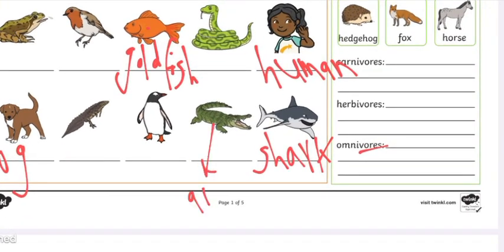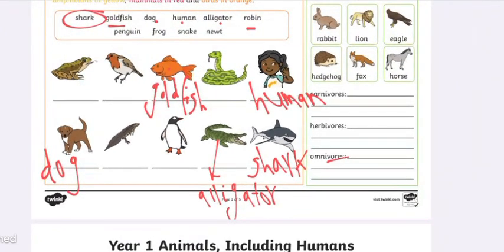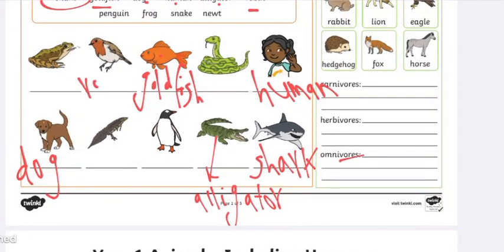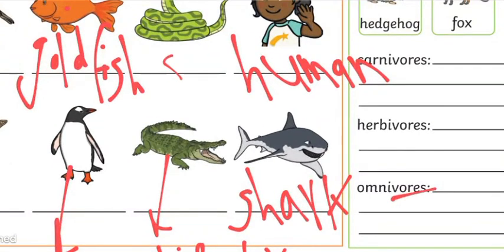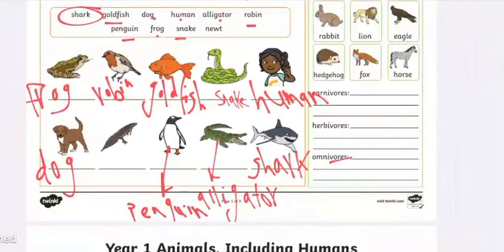So we can call it also alligator. Which one is robin? The bird. Penguin. This one, black and white, right? Yeah. The frog. The snake. The snake is a reptile. Yes, because it's already the first one. Yes, this one.